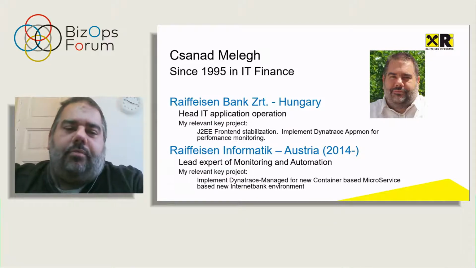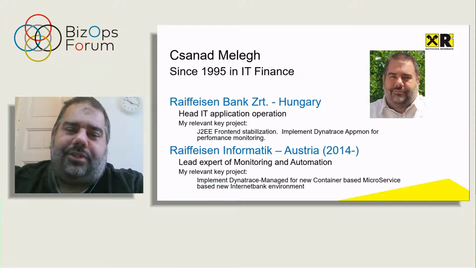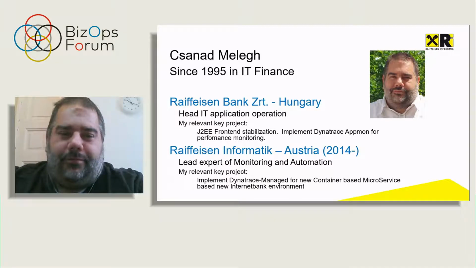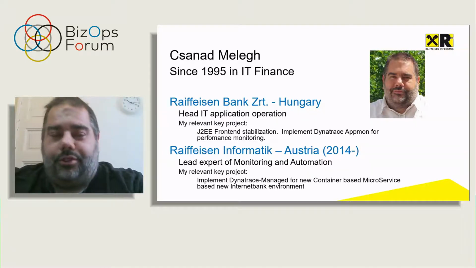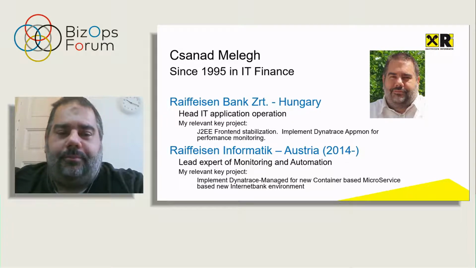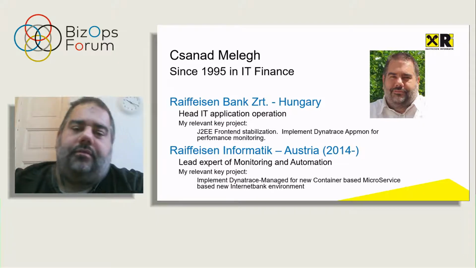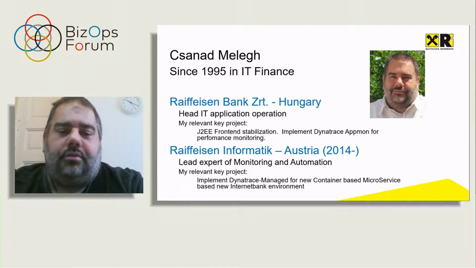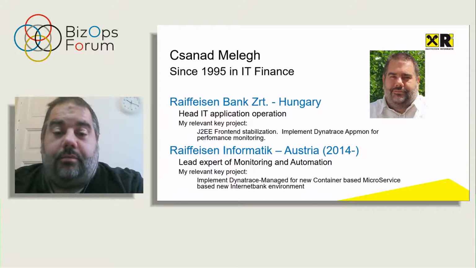I was head of IT application operation, which is a very good position to take over a lot of applications from development and keep them running, up to date, and with response times at a good quality. First I met Dynatrace performance monitoring at that time. In 2012, we had some performance issues in the environment, and I used Dynatrace to solve these problems. From 2014, I moved to Raiffeisen Informatik Austria, where I am still the lead expert of monitoring and automation, still focusing on performance monitoring.